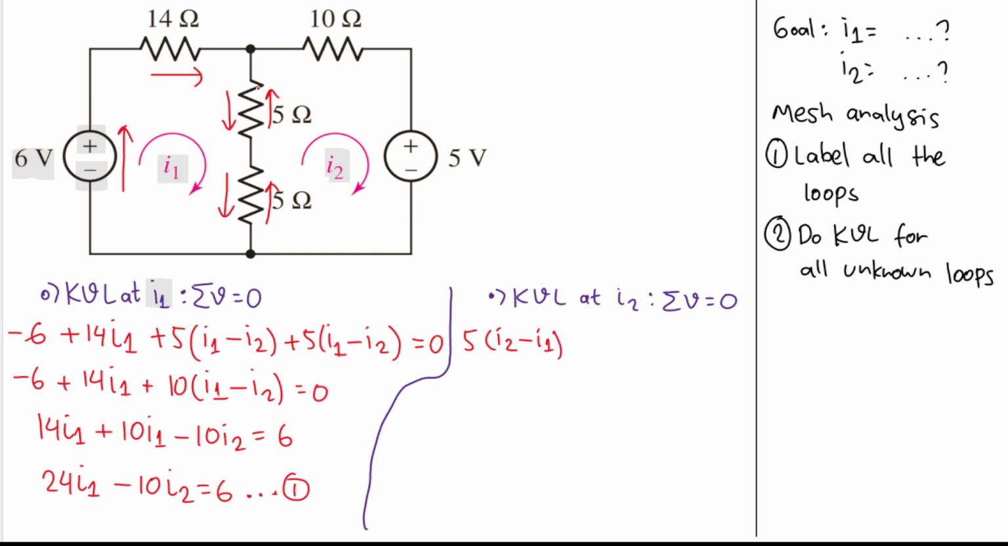Okay, move on to the next component. Same story here, so we will have plus 5. And then I2 came first, so we'll have I2 and then minus I1.